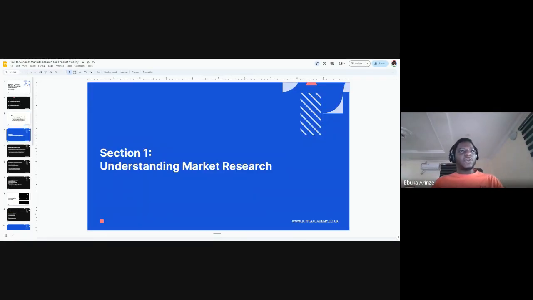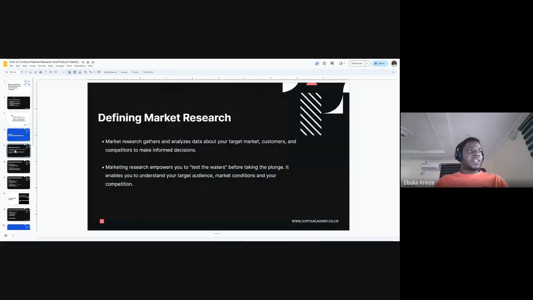So the first section of the talk is understanding market research. Market research is basically gathering and analyzing data about your target market, your customers, and competitors, and making informed decisions based on the data obtained. So that's a basic definition that everyone can go home with.